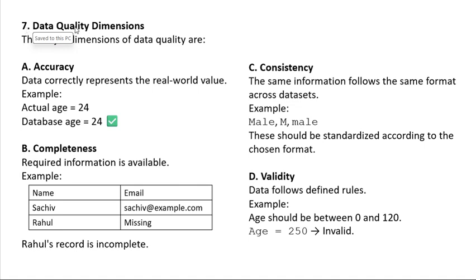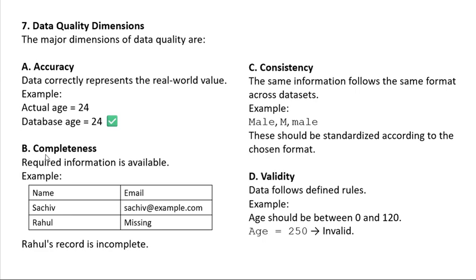And the seventh is the data quality dimensions. The major dimensions of data quality are: first is accuracy. Data should correctly represent the real-world values. For example, if the actual age is 24, then the database age should be 24.